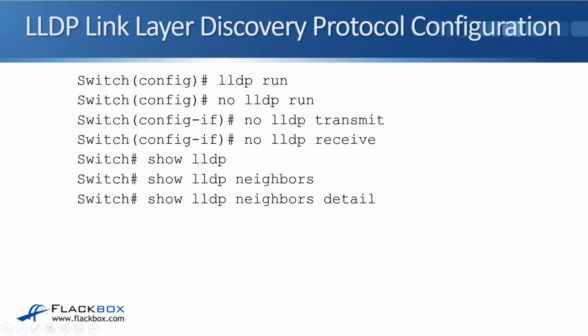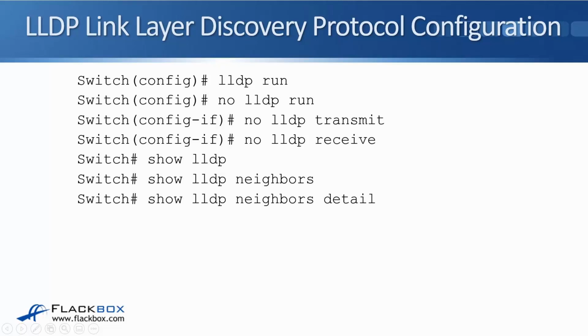Our commands to configure this on a Cisco router or switch: to turn it on or off, at global configuration, we've got LLDP run and no LLDP run to turn it off. So similar command that we had for CDP. To disable it at the interface level, we do it for both transmit and receive separately. So there's a no LLDP transmit to disable sending out information, and a no LLDP receive to disable receiving information.